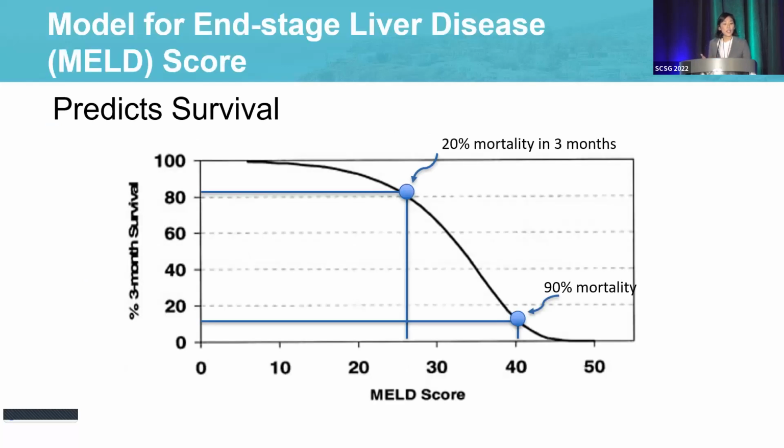So the current allocation system really intends to direct livers to the sickest patients, really first by prioritizing them based on the model for end-stage liver disease, or the MELD score, as you all know. And it predicts 3-month survival. And you can see on the graph here that around the teens is when you start seeing that decrease in survival, mortality continuing to increase as your MELD climbs into the 20s, into the 30s, and a greater than 90% mortality once you hit a MELD of 40.